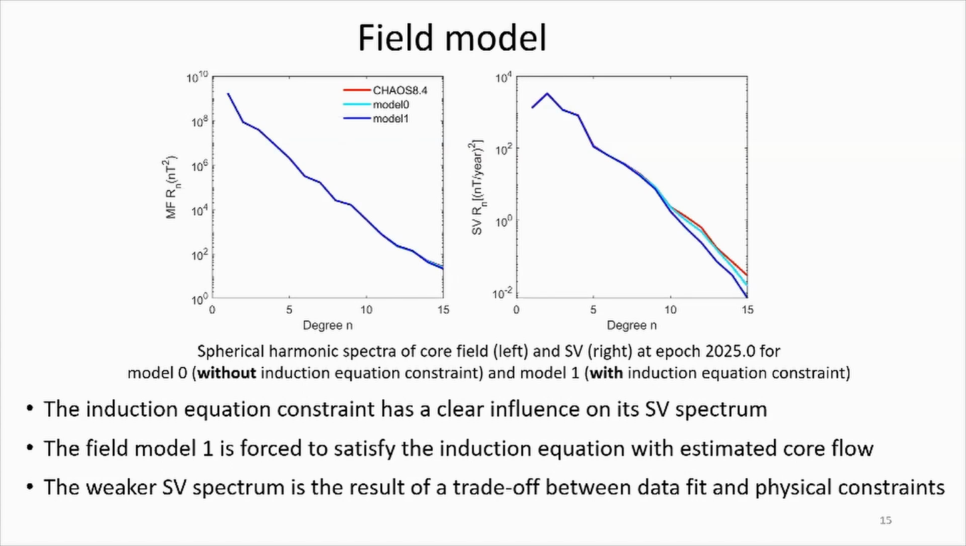For comparison, we also plotted the spectrum of the CHAOS model. In the left panel, we can see the three models show similar spectra, but in the right panel, after imposing the induction equation constraint, we can see a very clear difference in the SV spectrum for model 1. This is because this field model is forced to satisfy the induction equation. So I think this is a result of a trade-off between data fit and physical constraints.